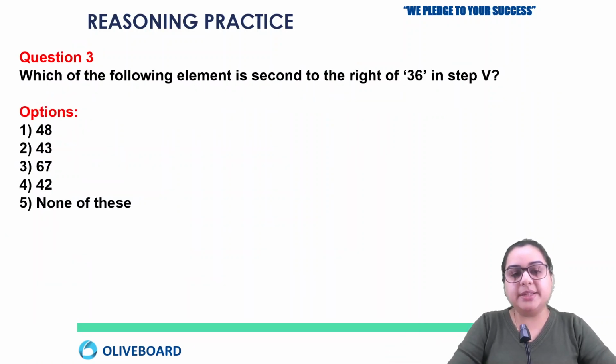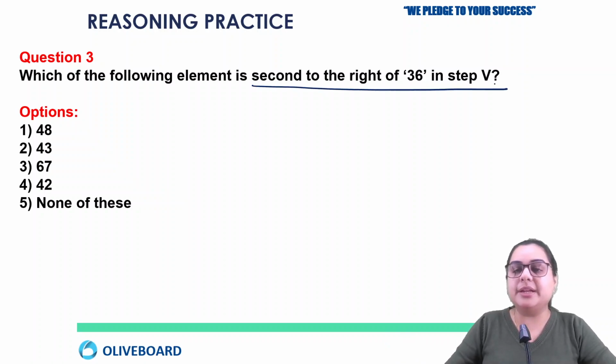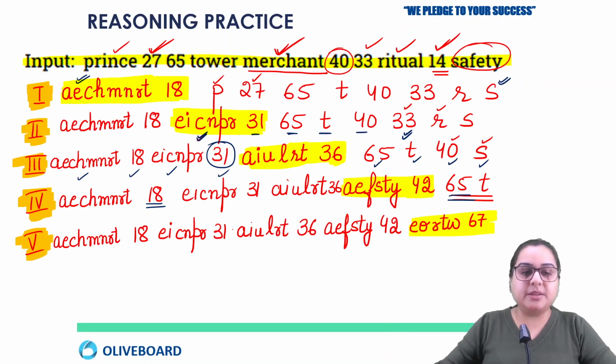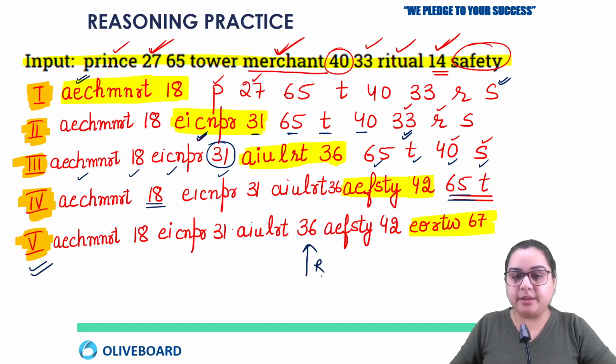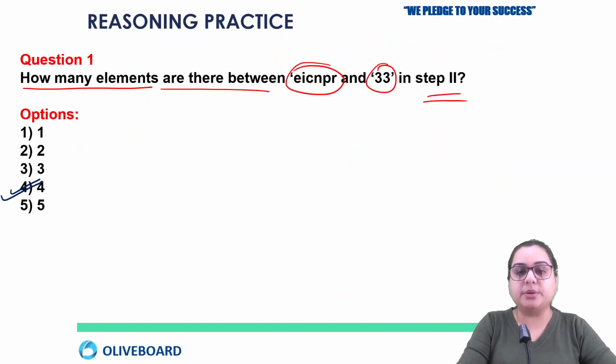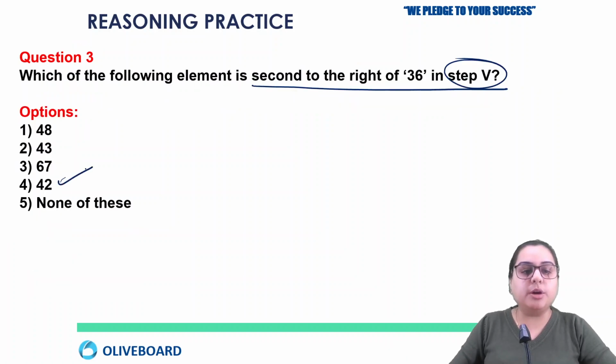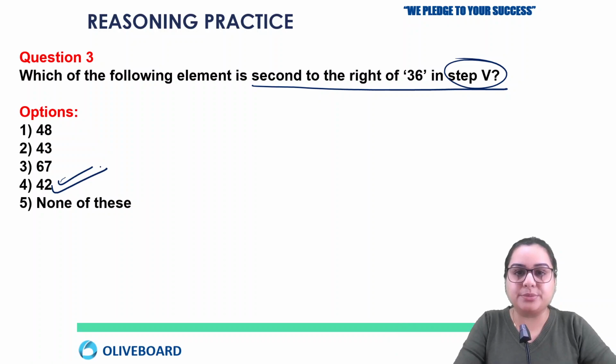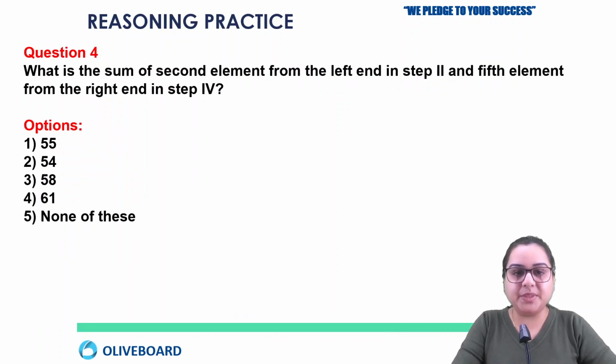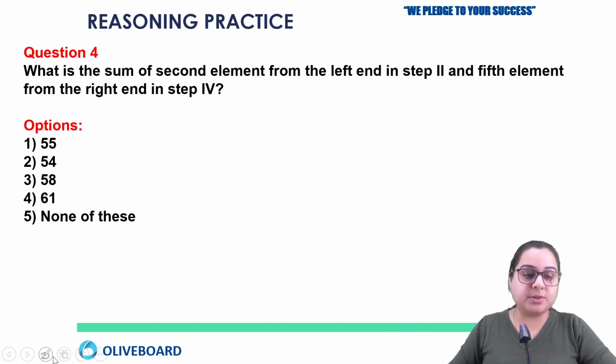Okay. So now the next question you have to solve. Which of the following elements is second to the right of 36 in step number 5? So let's check your step number 5. Here you have 36 and this is your right end. So towards the right end, which is the second element? I can see the second element towards the right of 36 is 42. And hence the answer here will be option number 4, that is 42. Okay, so I hope this is clear. Now we have to solve the next question.